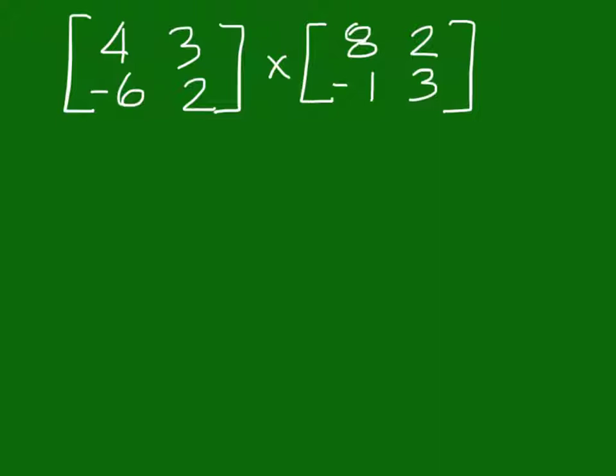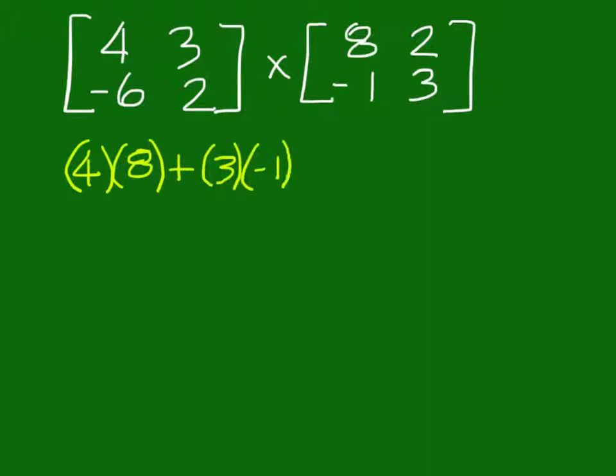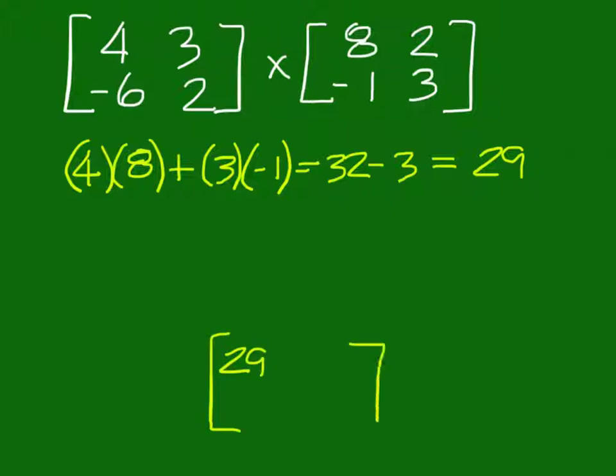For this problem, you should start with 4 times 8 and then plus 3 times a negative 1, which is 32, and it turns out to be minus 3 because plus a negative. So that's a 29, and you would have a 29 in this spot in your answer matrix. How many are still good so far? Got 29. All right.